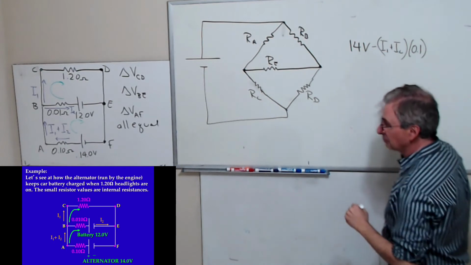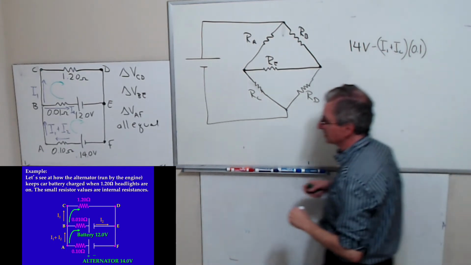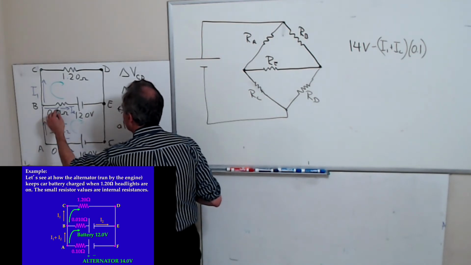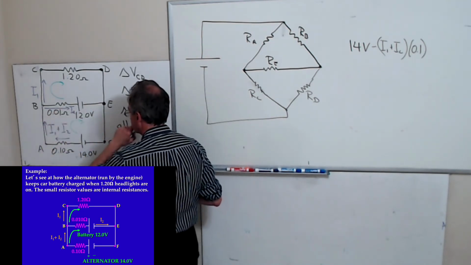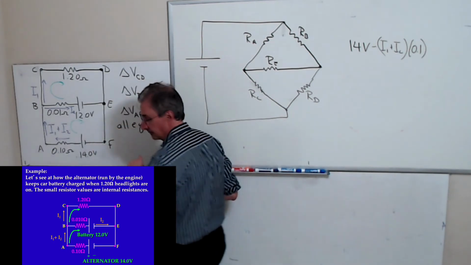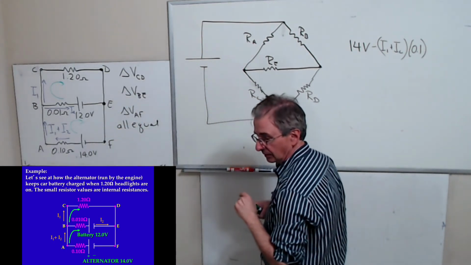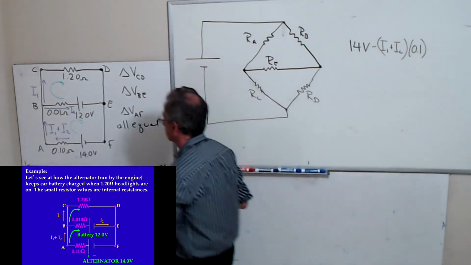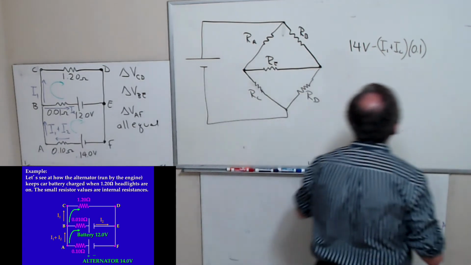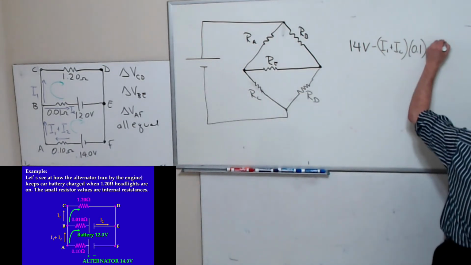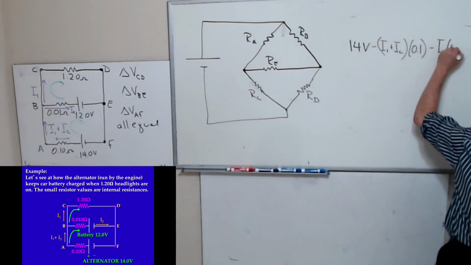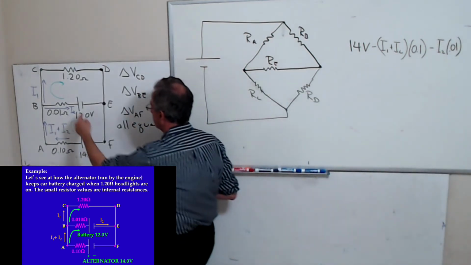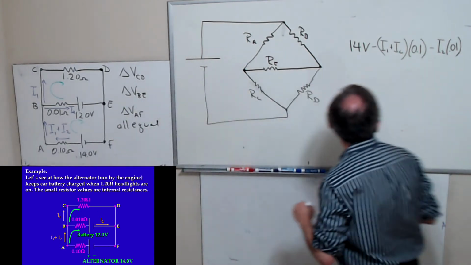I get that. I didn't put the zero there because I'm going to run out of space. Then I go around here. I'm summing in the direction of the current. Another voltage drop. And then what happens when I go across the battery? I go from higher voltage to lower voltage.